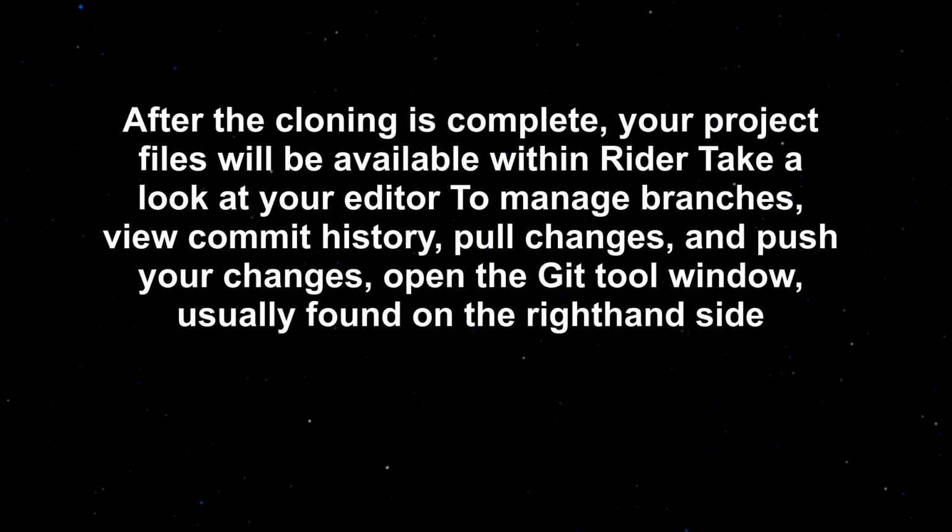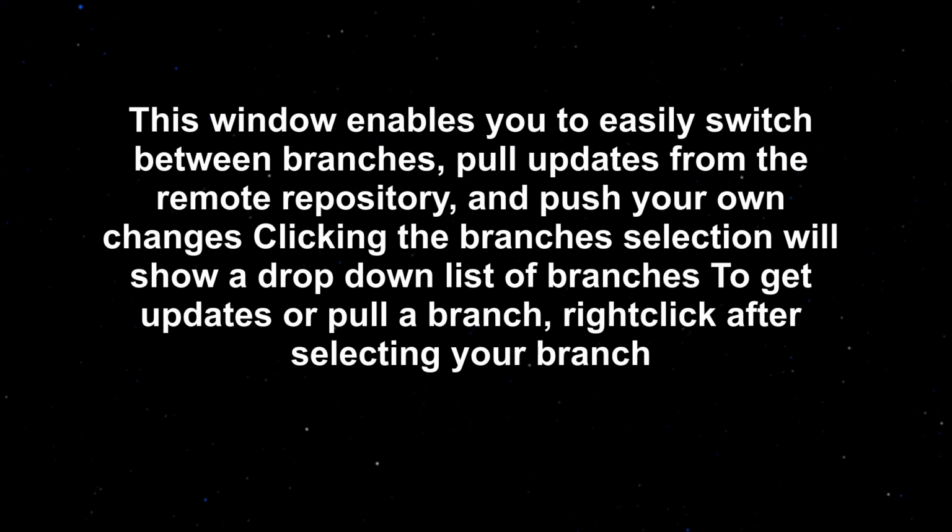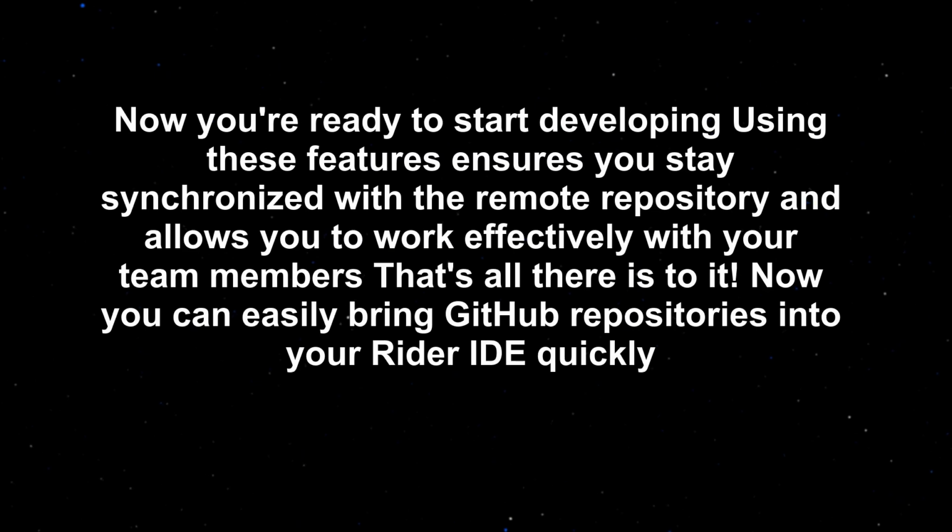Take a look at your editor to manage branches, view commit history, pull changes, and push your changes. Open the Git Tool Window, usually found on the right-hand side. This window enables you to easily switch between branches, pull updates from the remote repository, and push your own changes. Clicking the branches selection will show a drop-down list of branches to get updates or pull a branch. Right-click after selecting your branch. Now you're ready to start developing.